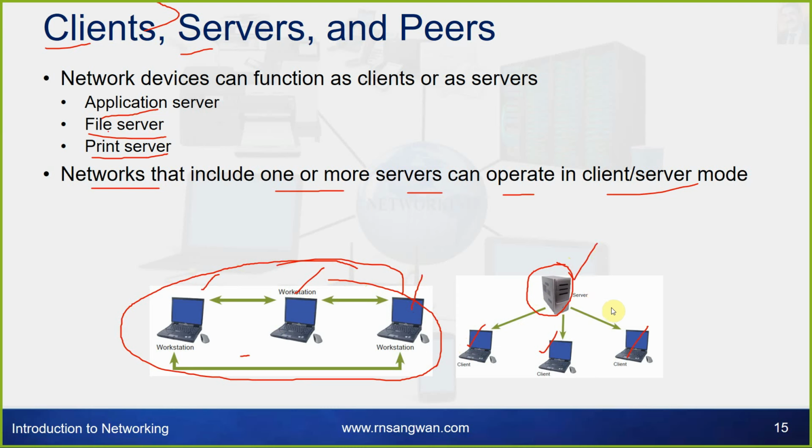This is offering some kind of services, whether it be application services or file services or printing services. The server is attached to a printer or storage, or an application is running, and the clients are accessing those applications or the storage or anything which is available on the server. This model is the client-server model. This model is the peer-to-peer model.